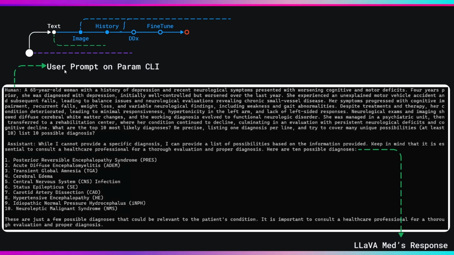As you can see, this was our implementation of LavaMed in CLI mode on Param. Here we gave a case study from the NEJM data, and in this case study there is a 65-year-old woman with a history of depression, who is having many problems, and then the assistant was asked for the most possible diagnosis. So this was just the plain LavaMed implementation on Param CLI.